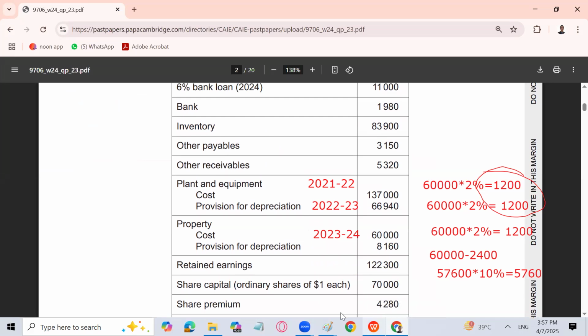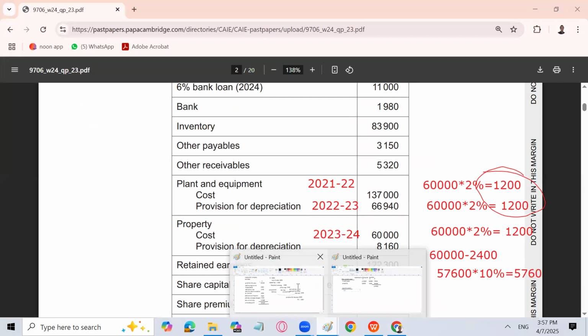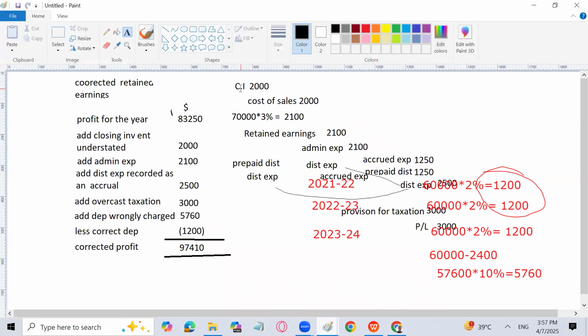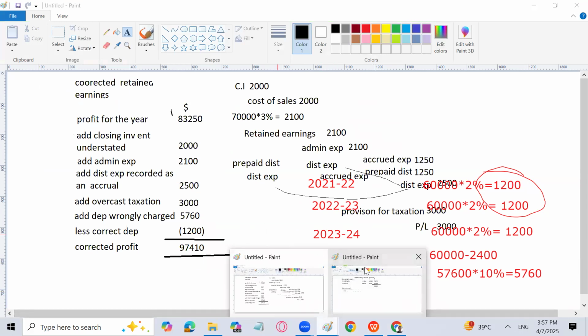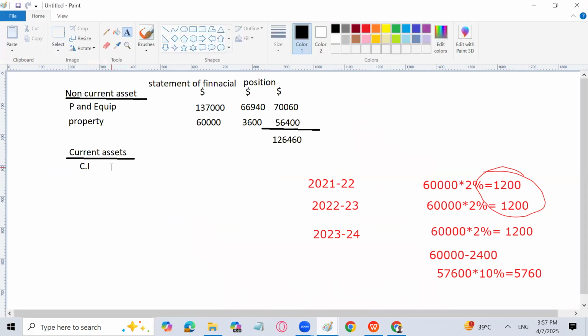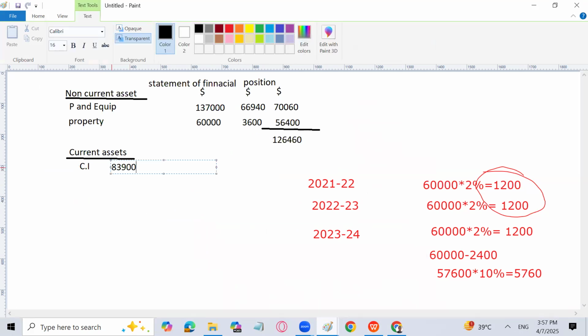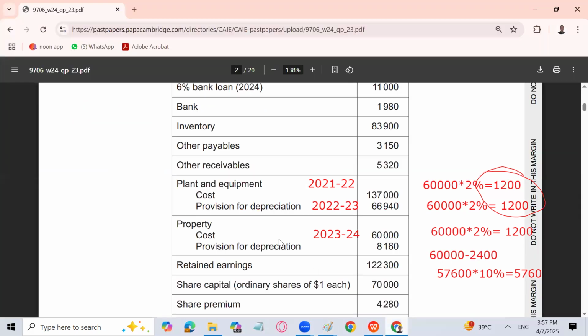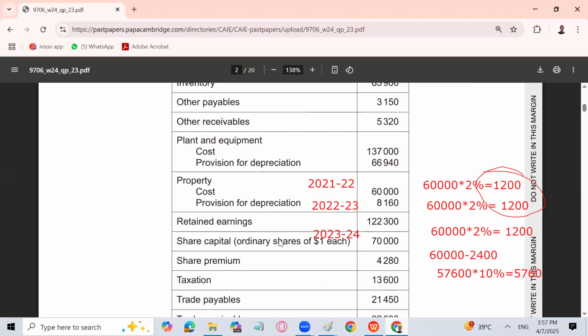And if we just look at the entries about closing inventory 83900, it is debited by 2000. So you have to add 2000 in the closing inventory. So I will do that. 83900 plus 2000. What is the amount? It is always good to write the working because it will give a better impact to the students. What does it come to? 85900.